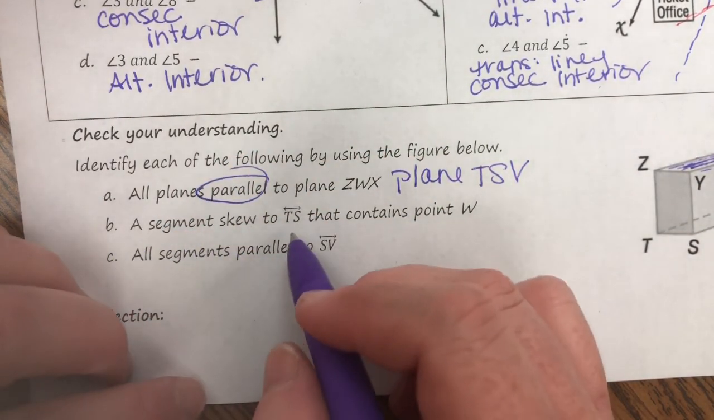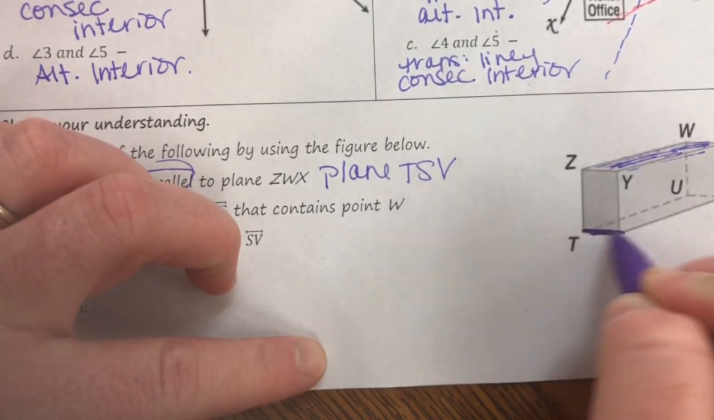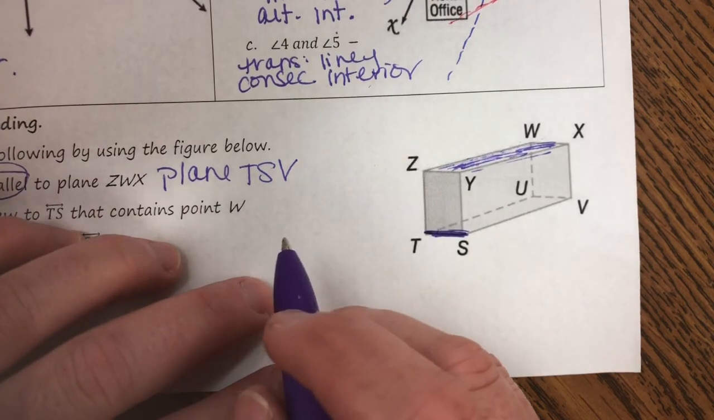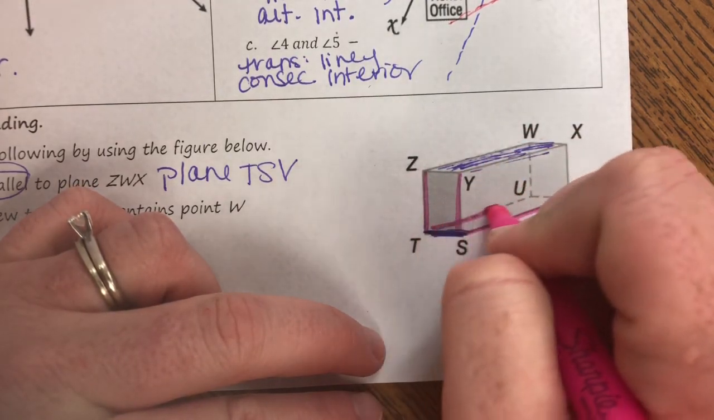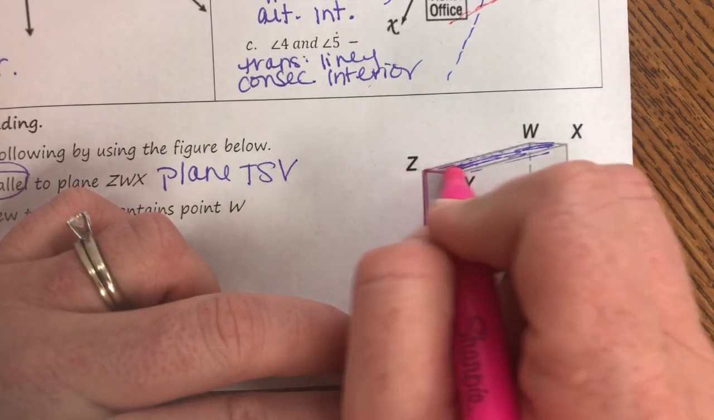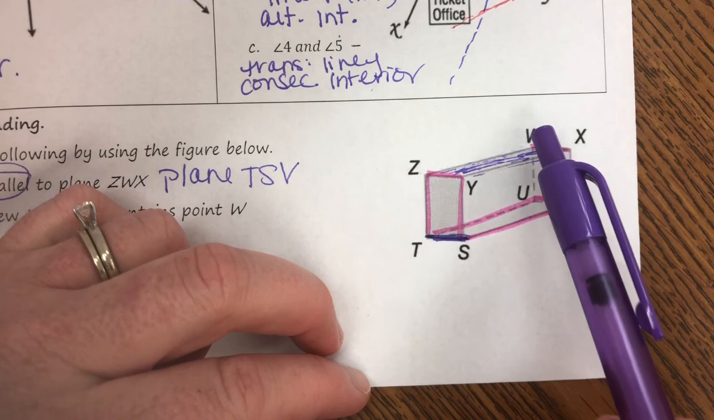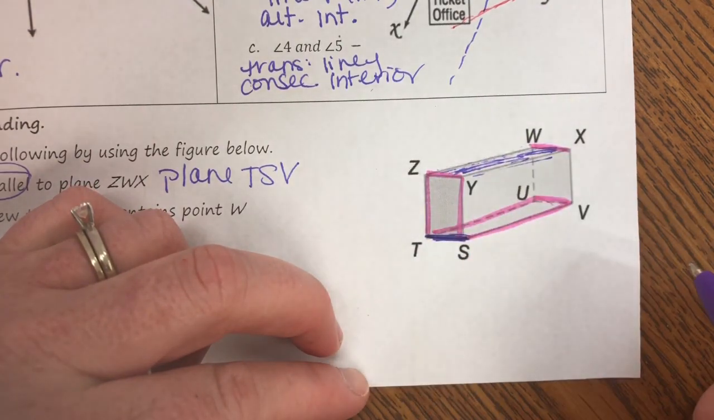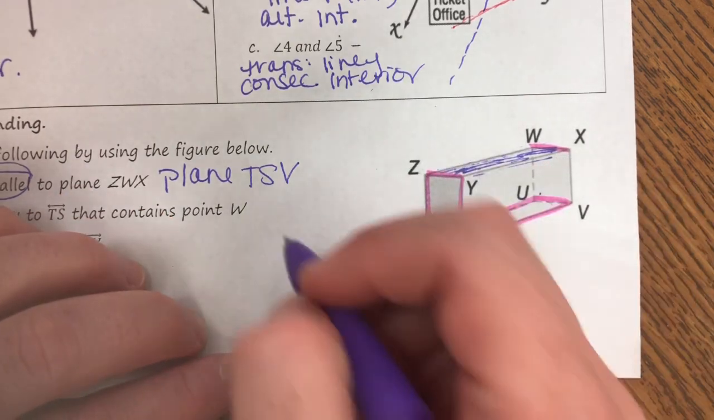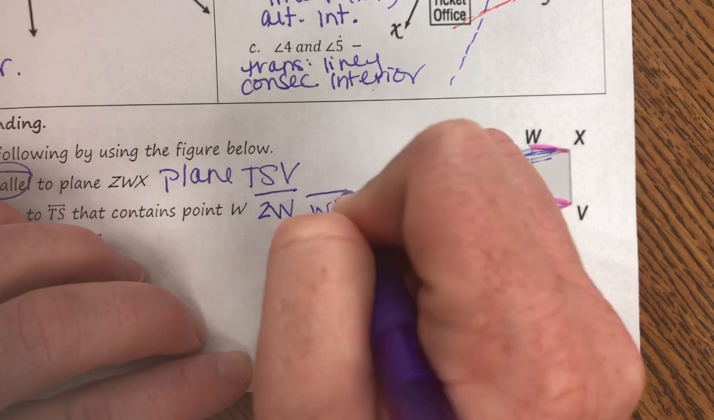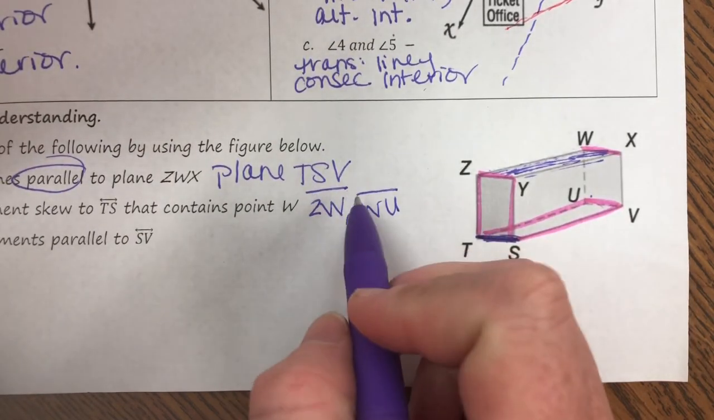Parallel. B, a segment skew to TS that contains point W. So first we want to find TS. Here's line TS. So it's got to be skew to TS. So it can't intersect it, it can't be parallel. So I'm gonna highlight all the ones that intersect or are parallel. This crosses it, this crosses it, this crosses it, this crosses it. And then TS is parallel to this line, and this line. So anything not highlighted in pink is fair game, but we want our skew line to contain point W. So how about ZW? Either line ZW or WU. Either one of those lines is skew to TS. And these are line segments because they end. They're part of a shape. They are not infinite lines, so they end. So we just draw a line over them. We don't draw the little arrows.